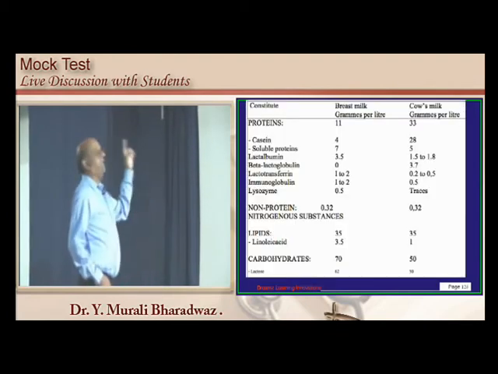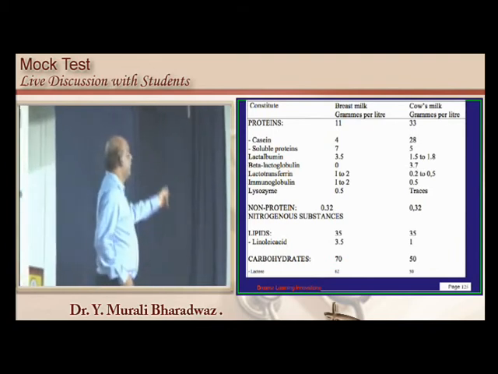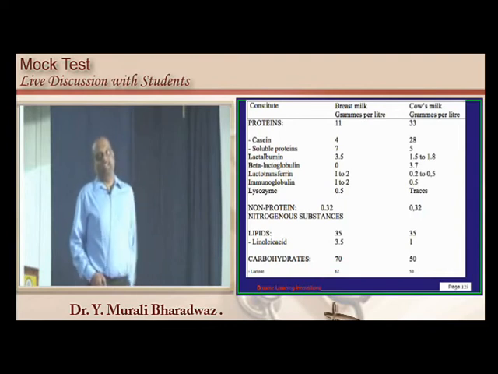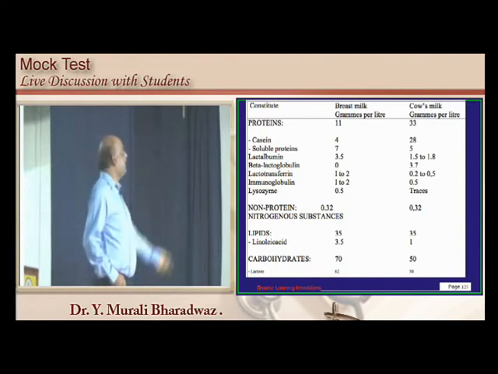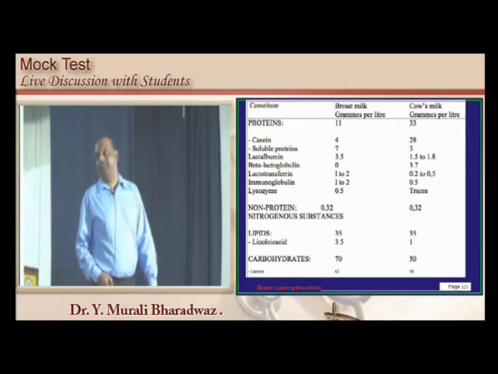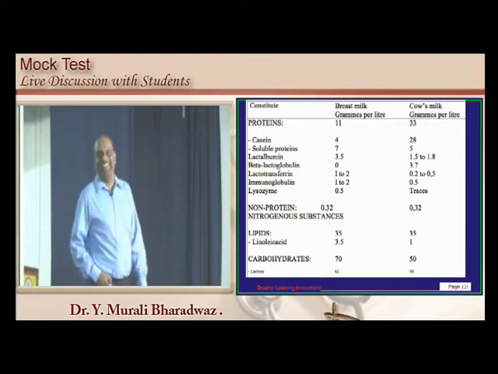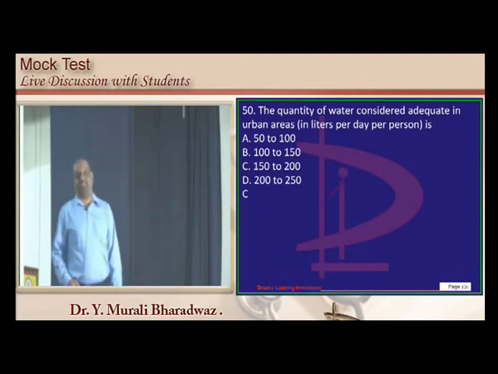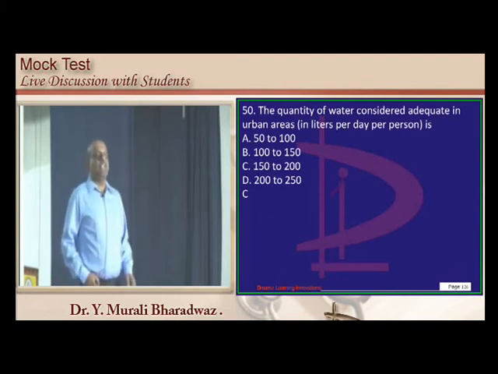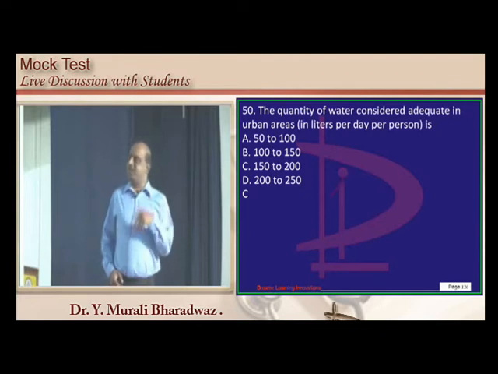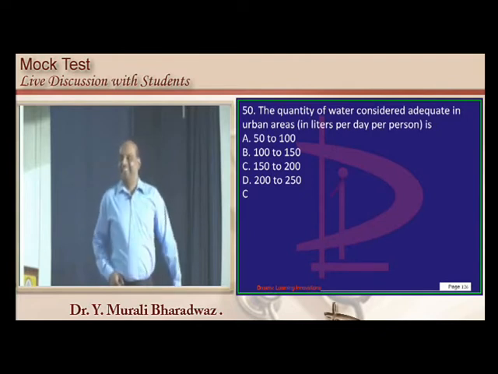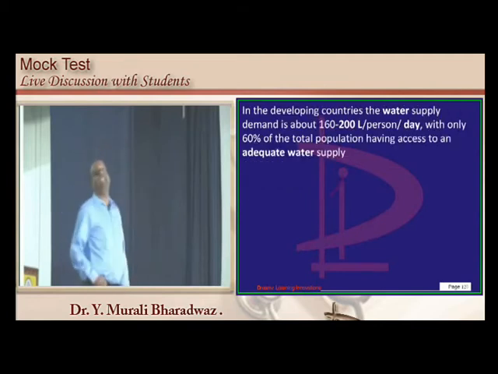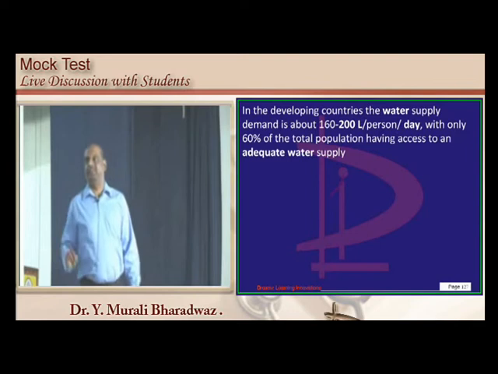So 33 grams per liter is cow's milk, breast milk is only 11 grams per liter, is what you have to basically remember. Divided by 10 will be per 100 ml, at least that you should be sure. Now comes what quantity of water is needed in urban areas. If you could not answer the milk question, you still have the water question available in the entrance exam. So 160 to 200 liters per person per day.